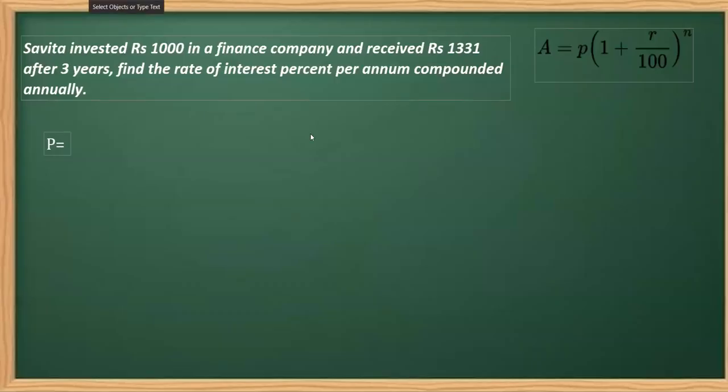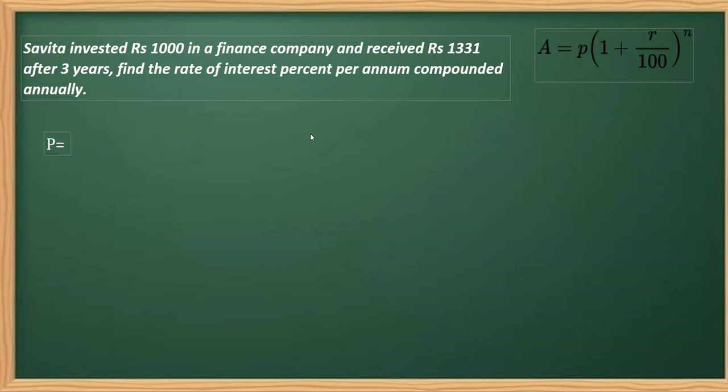In this question, it says that Savita invested rupees 1,000. So this is the principal amount, invested in a finance company, and she received rupees 1331. That should be the amount. After 3 years, we have to find the rate of interest per annum, compounded annually.